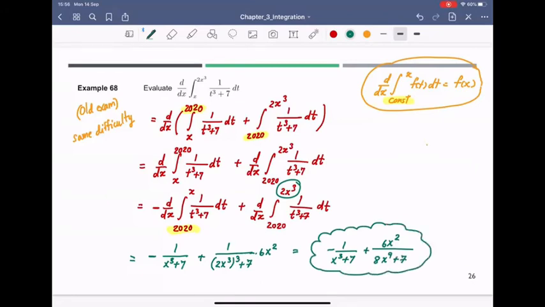Without doing any integration, easy, right? Just use the fundamental theorem of calculus. Someone said the first term is negative. Yes, and thank you, because we swap the bound, right? Because this is x to 2020, so we want to swap it to 2020 to x.